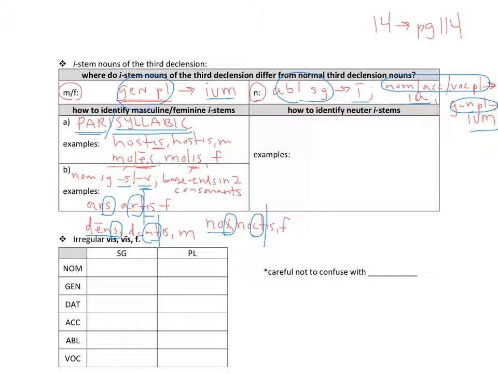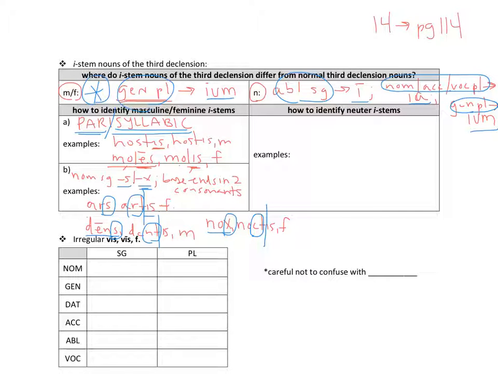And so all 3 of these words, and also herbs, herbis, as it shows in the chapter on page 115, all of these are going to be I stem, masculine and feminine nouns. And one more time, just as a reminder, the only difference from third declension nouns is that it's going to have an IUM in the genitive plural.